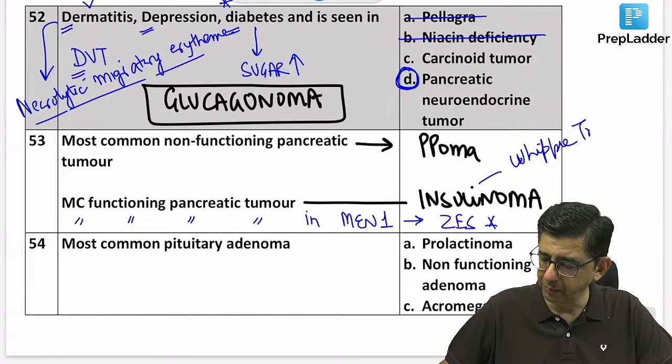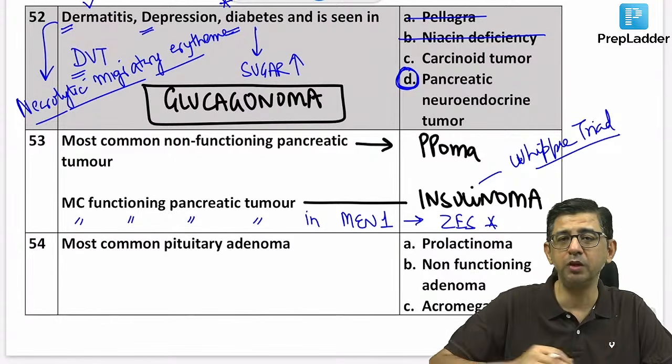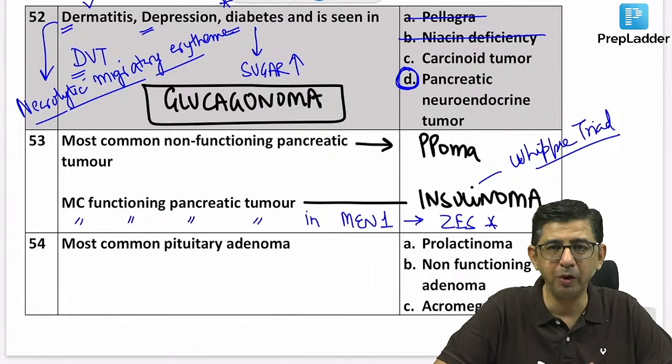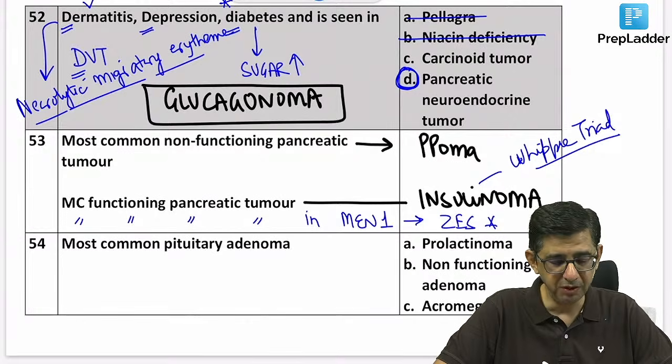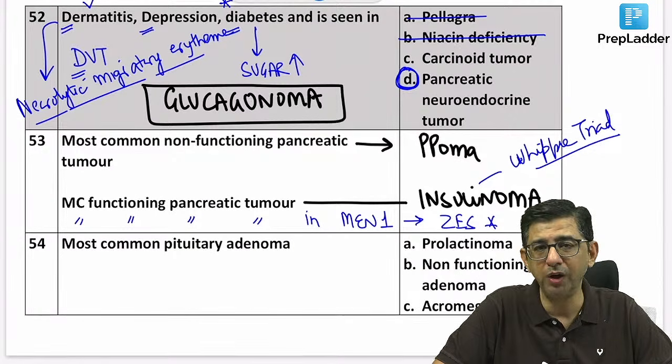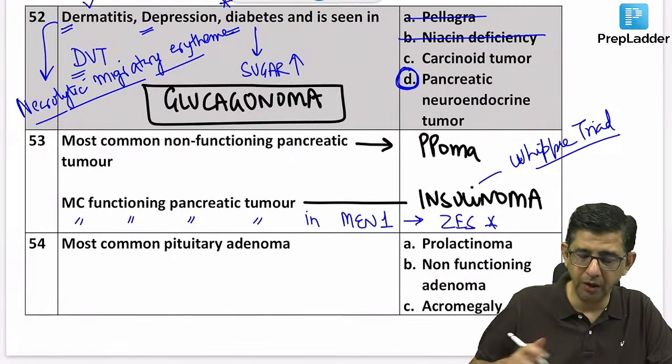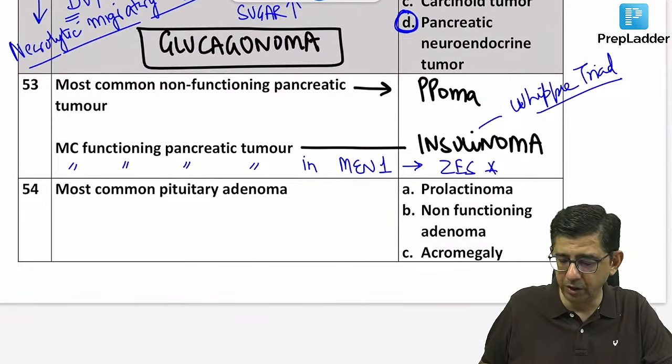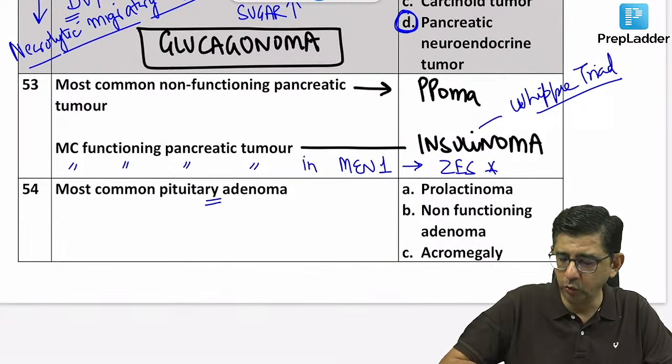Whipple's triad would be hypoglycemia, then resolution of symptoms with sugar intake, and then rebound symptoms that develop. And if he says the word multiple endocrine neoplasia, only then it is Zollinger-Ellison syndrome. Now we discuss the counterpart question that always comes. What is the most common pituitary adenoma?